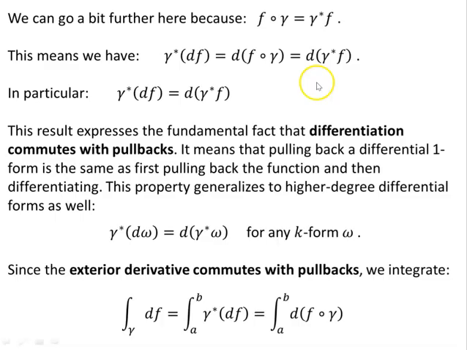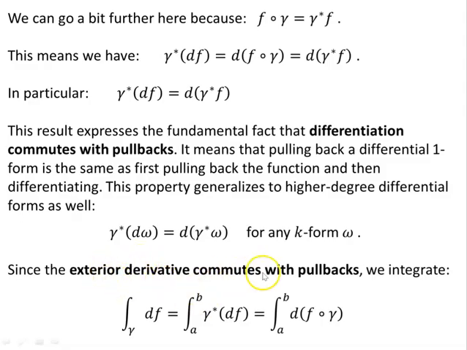All right. And so in particular, we found that the pullback of df under gamma is the exterior derivative of the pullback of f under gamma. They commute. So the result expresses the fundamental fact that differentiation commutes with pullbacks. It means that pulling back a differential one form is the same as first pulling back the function and then differentiating. So this property generalizes to higher degree differential forms as well, and that'll be the subject of the next video. So the pullback of d omega under gamma is the exterior derivative of the pullback of omega under gamma, for any k-form omega, but that's the subject of the next video.